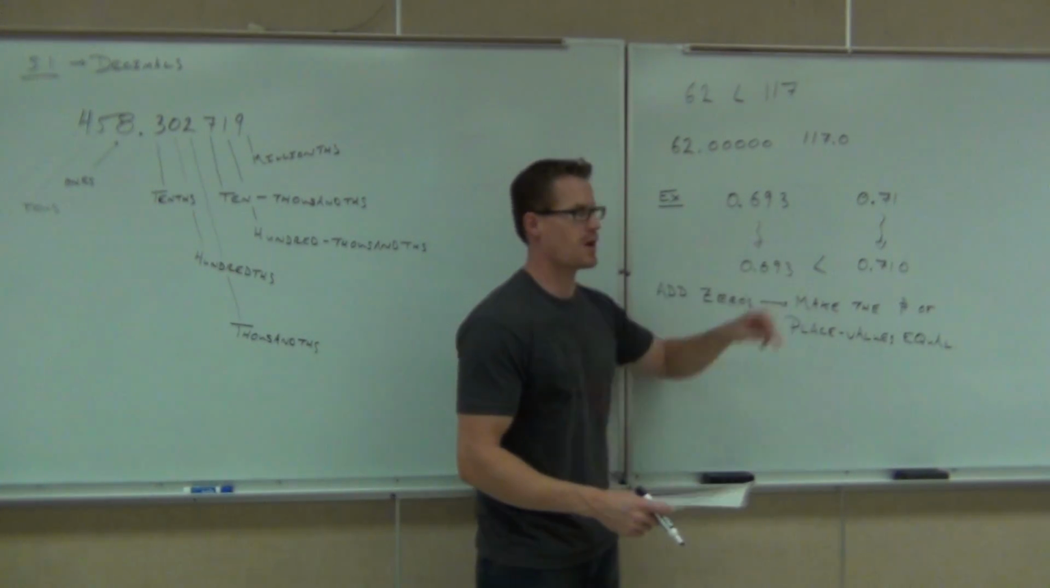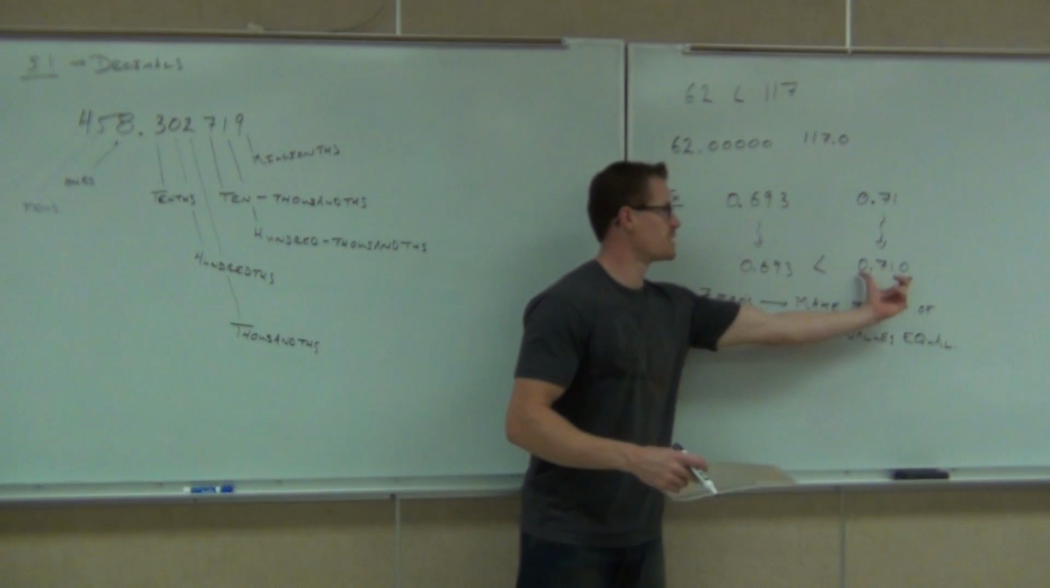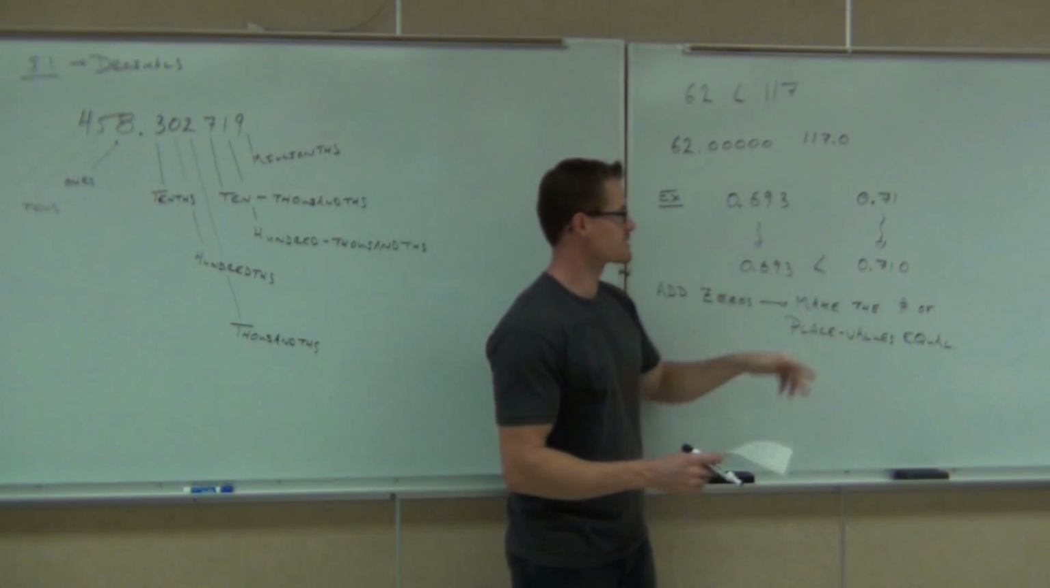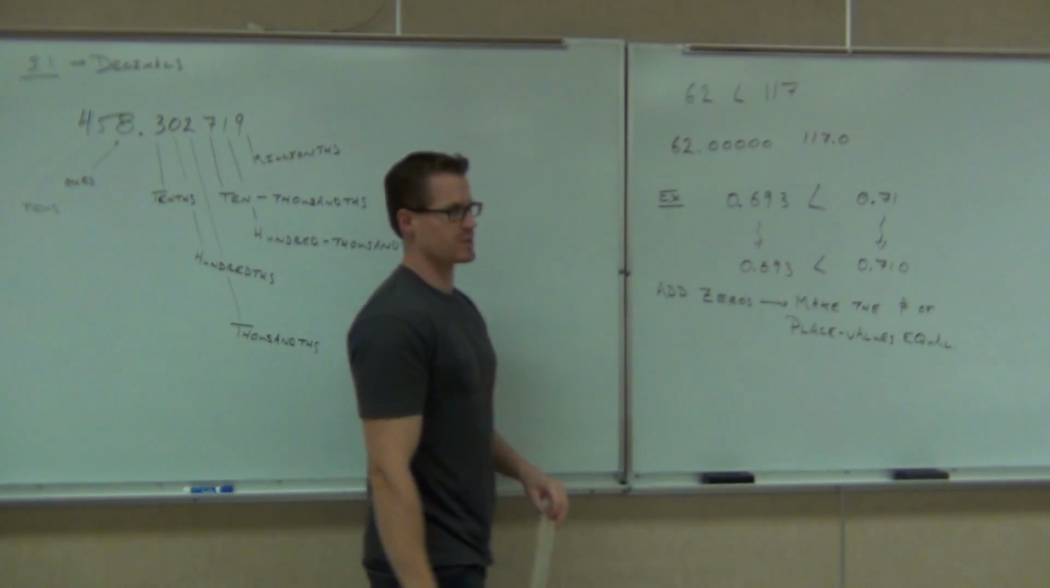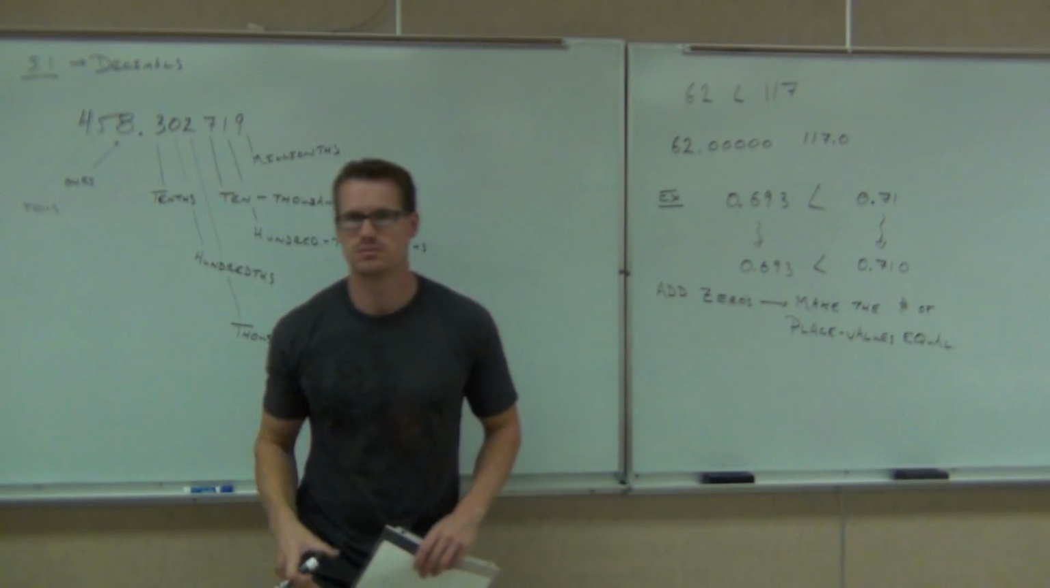Essentially, you'd be multiplying by 1,000 here, and it's going to tell you that whatever number is bigger in this situation dictates whatever number is bigger in that situation. So if .710 is bigger than .693, .71 is bigger than .693 as well. Raise your hand if you feel okay with this so far. Good.